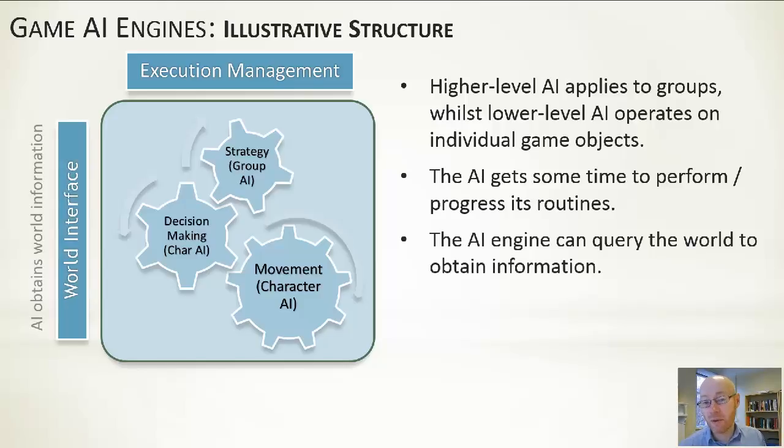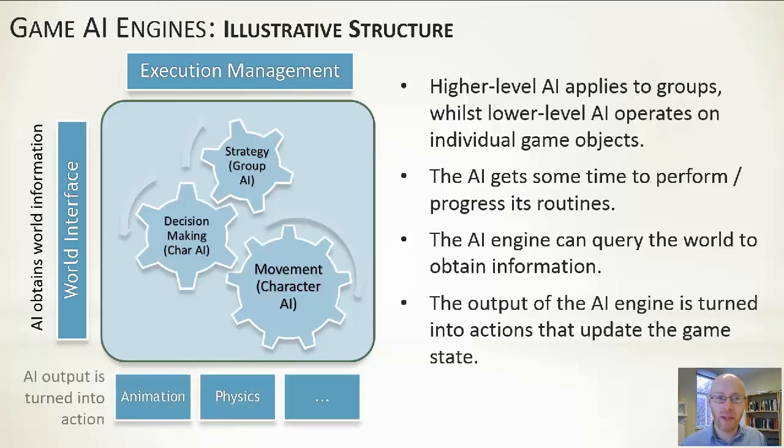AI generally works on characters. It'll need some information about the game world, so it has to have some way of accessing that world. And it has to have some output, and the output from AI generally is a request to a character to move here, to accelerate in that direction, to play that animation, to do different things. So again, our AI engine has to link in by way of providing an output for the AI to have some effect.